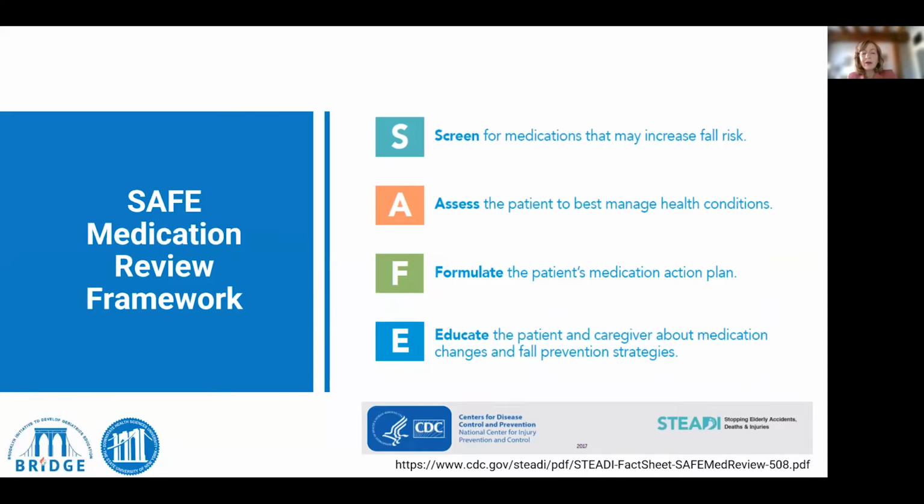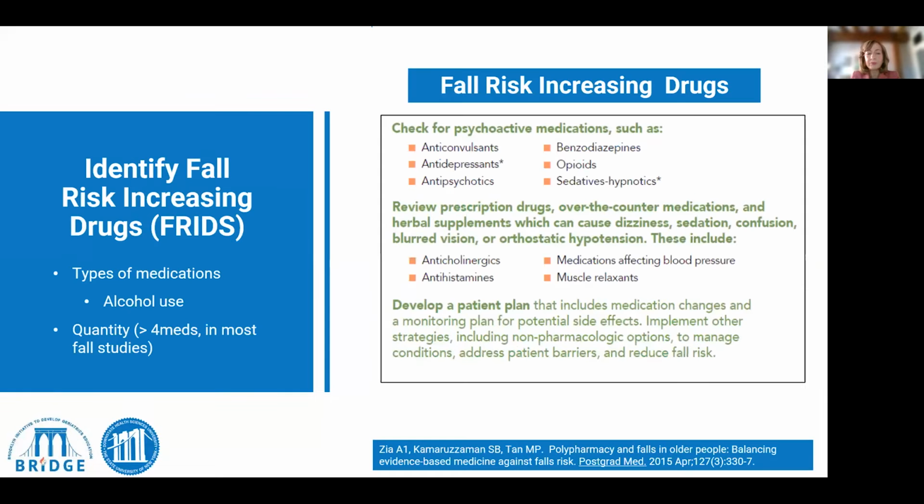The CDC recommends the safe medication review framework, whereby you first screen for medications that might increase risk. You assess the patient to best manage their health conditions. You use that to formulate the patient's medication plan, and then you educate the patient and caregiver about medication changes and fall prevention strategies.